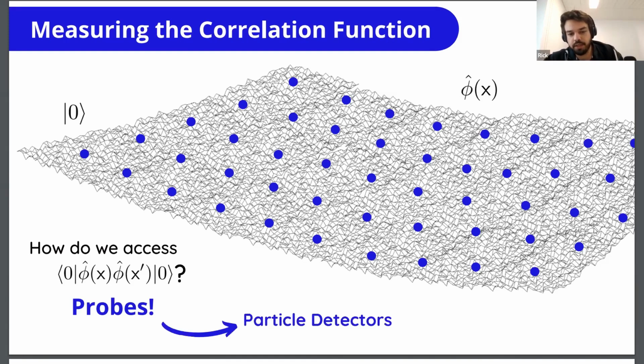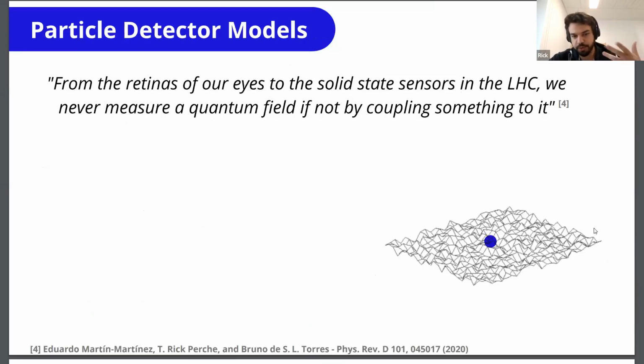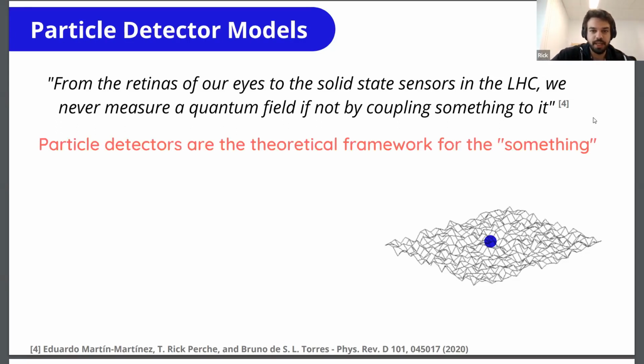And the probes that we're going to be using here will be particle detector models. This is a very useful tool in the field of relativistic quantum information, in order to talk about information processes in quantum field theory. To introduce particle detectors, I like to bring this sentence from the manuscript that's cited below. I'm just going to read it for you. From the retinas of our eyes to the solid state sensors in the LHC, we never measure a quantum field if not by coupling something to it. And particle detectors are the theoretical framework for the something that we have to couple to quantum fields in order to extract local information from it.